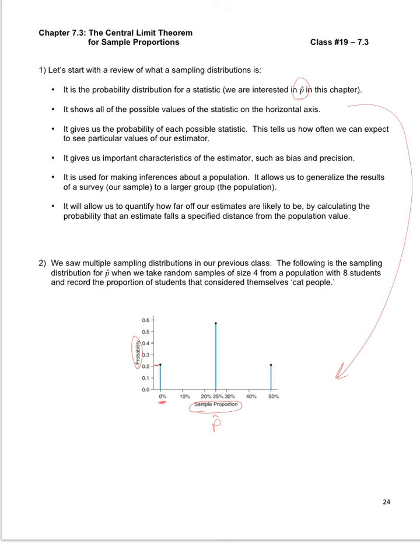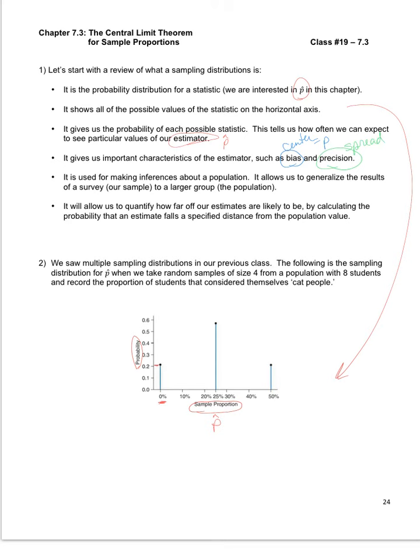It gives you the probability of each possible statistic, and it tells you how often you can expect to see particular values of your estimator. Again, your estimator is p hat. It also gives you important characteristics of the estimator, such as bias and precision. Remember that bias is interested in where the center is, and our hope is that the center is at p. And it also talks about precision, which is another word for spread. So we'll be able to calculate standard deviations for these distributions.